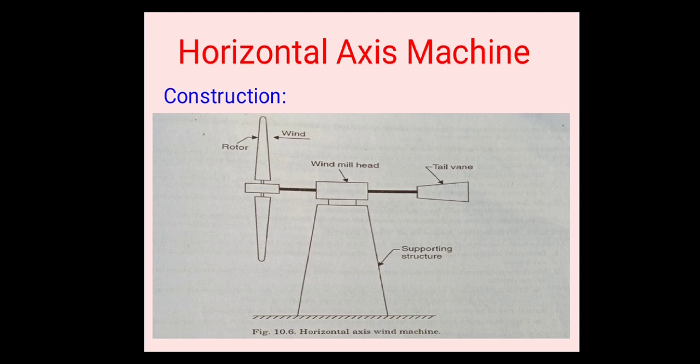Horizontal axis machines are designed in different ways, that is an upwind mode and downwind mode. Now see what is meant by this upwind mode and the downwind mode. In an upwind mode, the blades are upwind of the tower. In this case, a tail vane is usually used to keep the blades facing into the wind. Now see the downwind mode. In a downwind mode, the wind passes the tower before striking the blades.